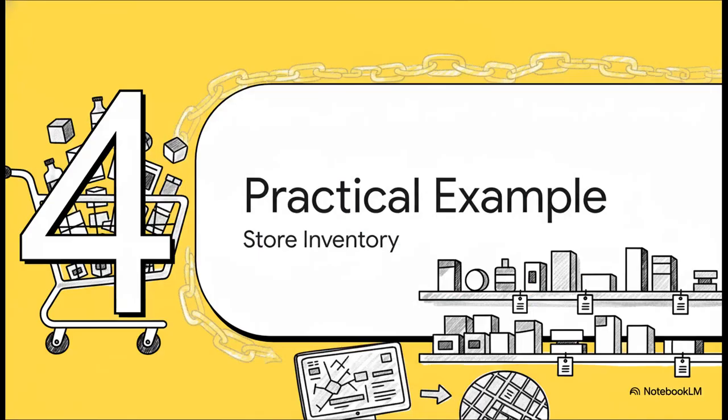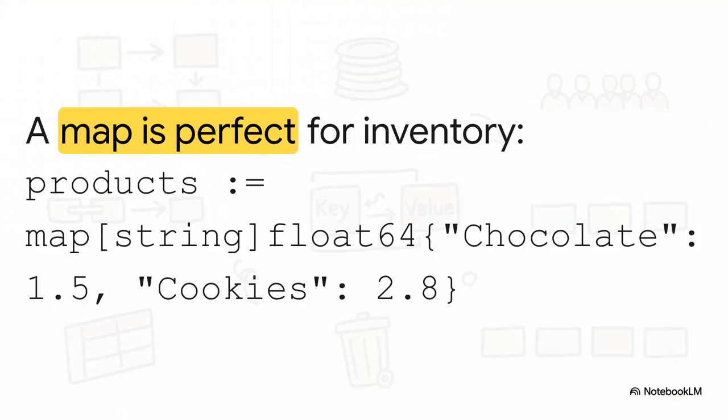All right, enough theory. It's one thing to talk about this stuff, but it's another to see it in action. So let's build a tiny little store inventory system to see how slices and maps really work together to solve a real problem. So first things first, we need our inventory. A map is the absolute perfect tool for this. We'll use the product's name as the key and its price as the value. That way, we can look up the price of anything instantly.